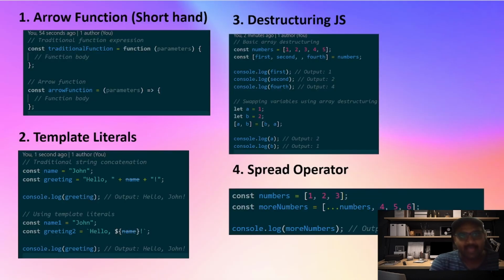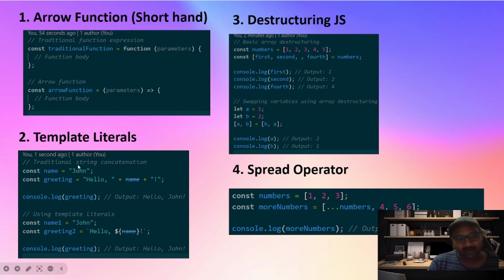So the first one is the arrow function shorthand. I already did it here. In the traditional function expression in JavaScript, you write the function keyword, parameters, and function body. For an arrow function, you write a constant equal to parameters with a lambda function. That is the shorthand function, guys. And without parentheses, it can come in only one line. So that is the arrow function. This came in ECMAScript 2015, that means in ES6. Next one is template literals.